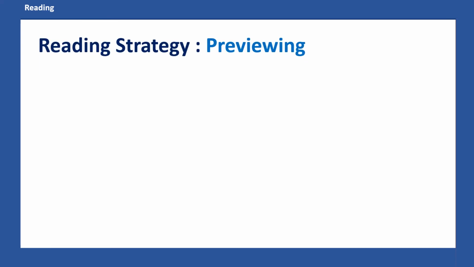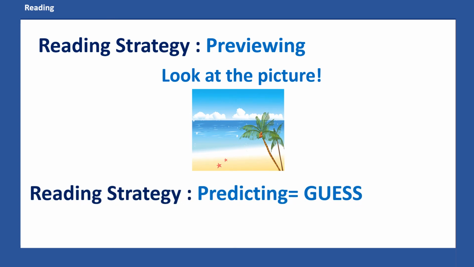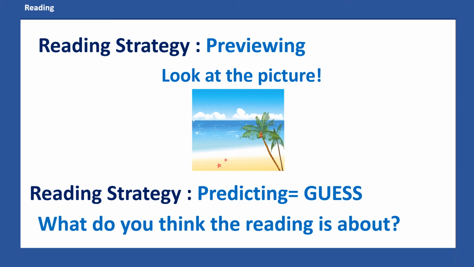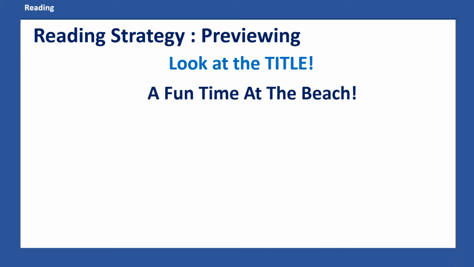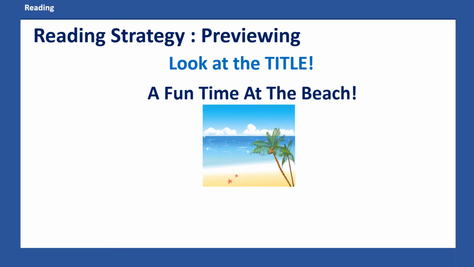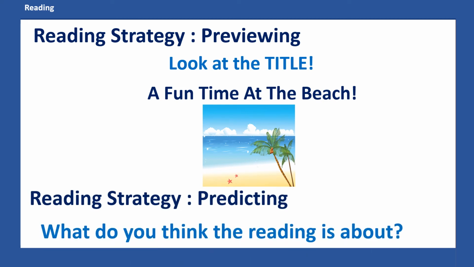Okay, let's practice all 3 of the reading strategies you have learned in Level 1. So, the first one is previewing. Look at the picture. Now predict, guess. What do you think the reading is about? Now, look at the title, A Fun Time at the Beach. So now you look at the title and the picture, and now you are going to predict. What do you think the reading is about?